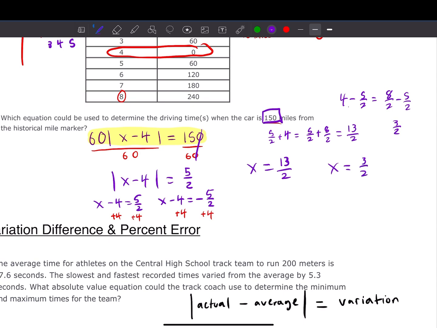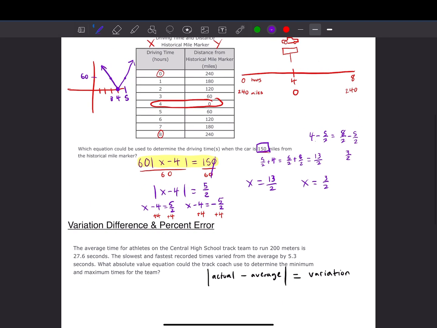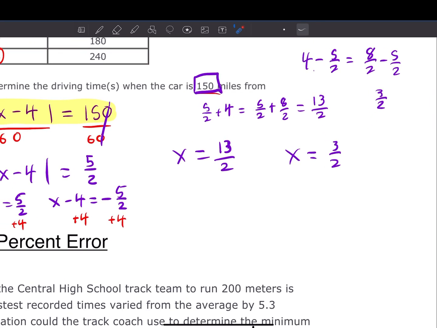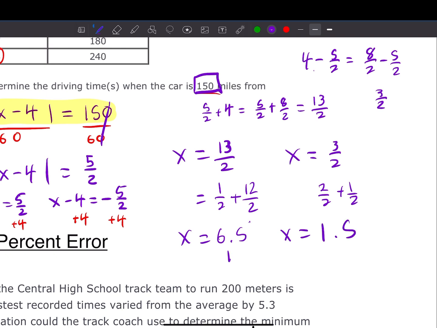So I'm not going to leave these in terms of improper fractions just because our x values are time. I bet I could describe these in terms of time. Well, 13 halves, that's the same thing as 1 half plus 12 halves. 12 divided by 2 is 6. So that's 6 plus 1 half, so 6.5. X equals 6.5. And then 3 halves, that's 2 over 2 plus 1 half. That's x equals 1.5. So these are hours.